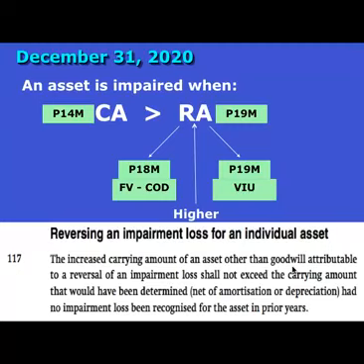I discussed the impairment of goodwill in a separate video. Attributable to a reversal of an impairment loss shall not exceed the carrying amount that would have been determined, net of amortization or depreciation, had no impairment loss been recognized for the asset in prior years. What does that say? I read that before, and it really makes you ask what it says.